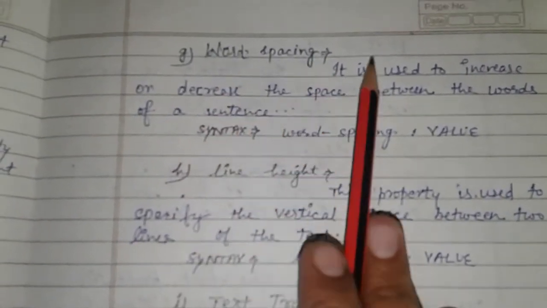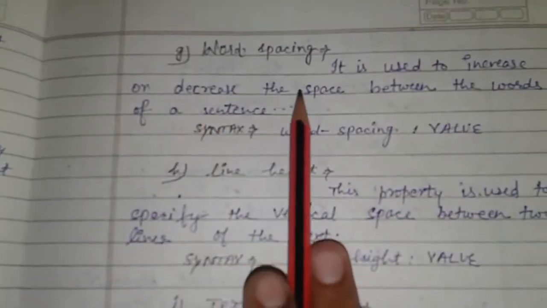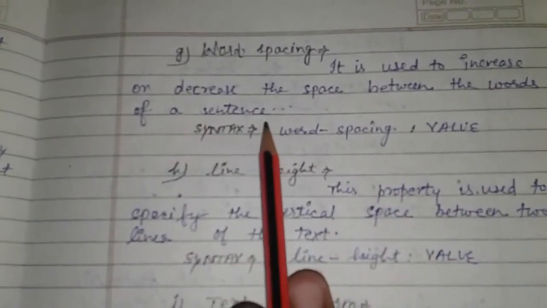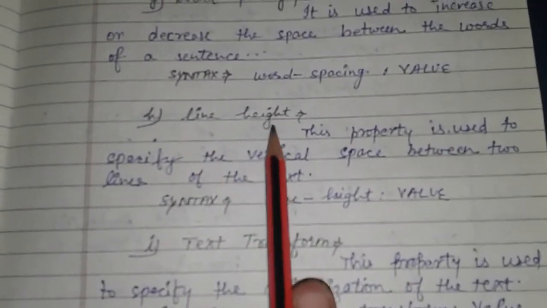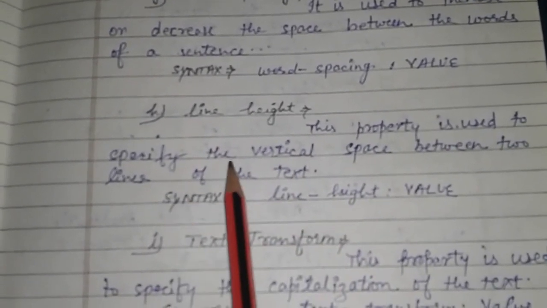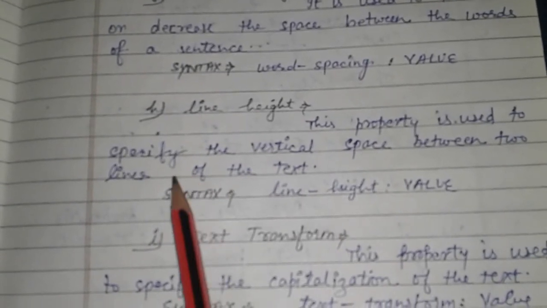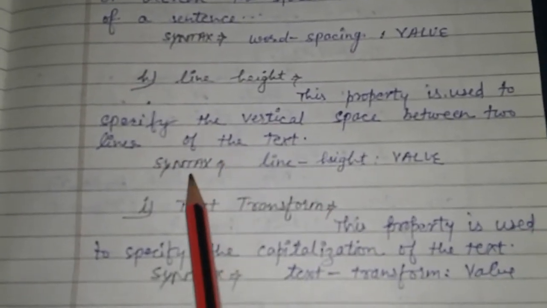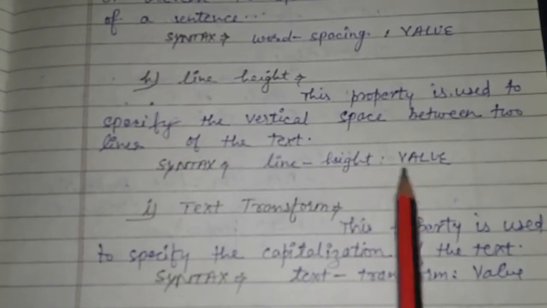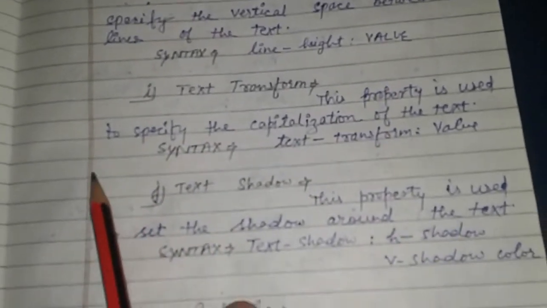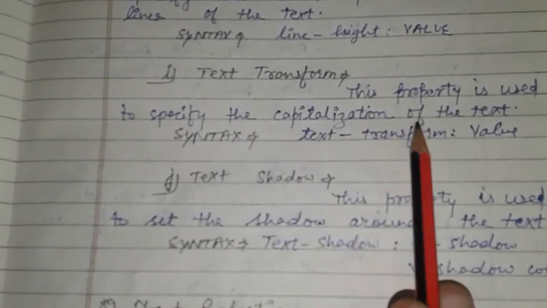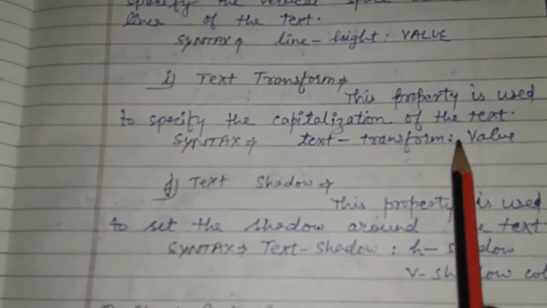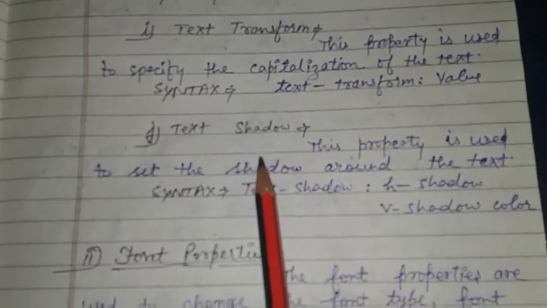Now, word spacing. It is used to increase or decrease the space between the words of a sentence. Syntax: word-spacing: value. Line height. This property is used to specify the vertical space between two lines of the text. Syntax: line-height: value. Text transform. This property is used to specify the capitalization of the text. Syntax: text-transform: value.